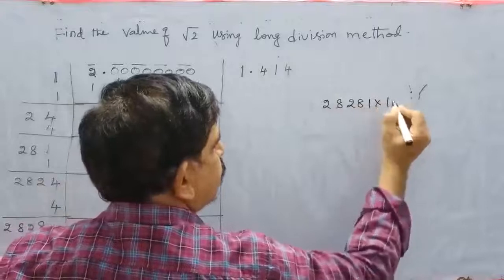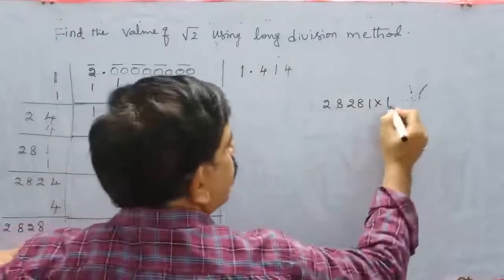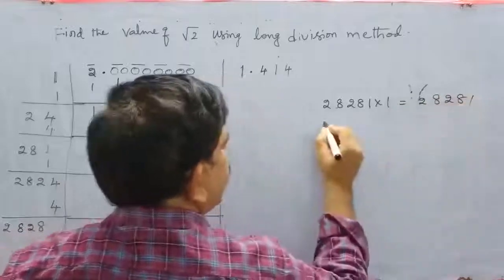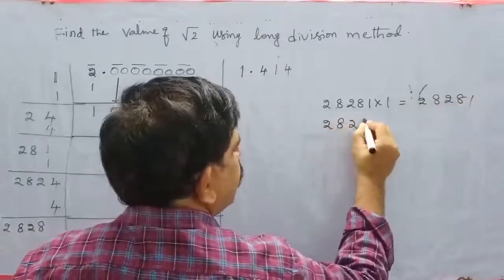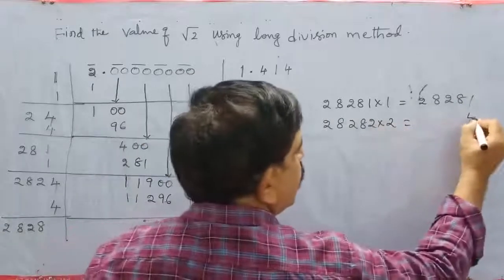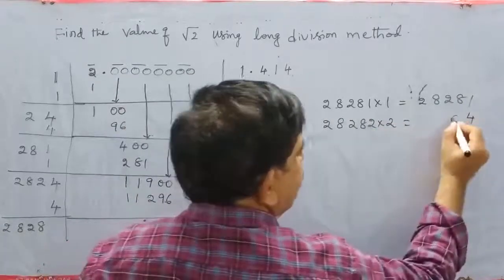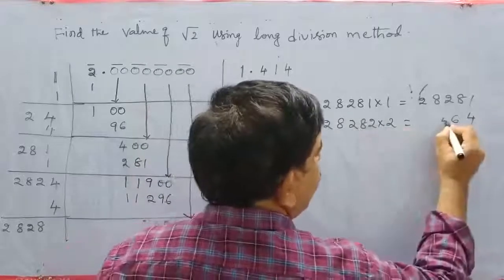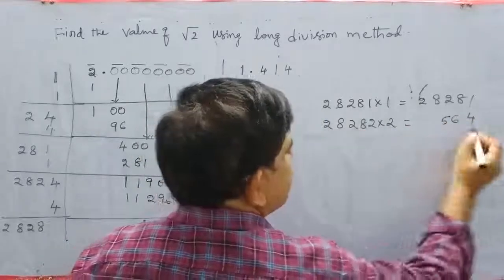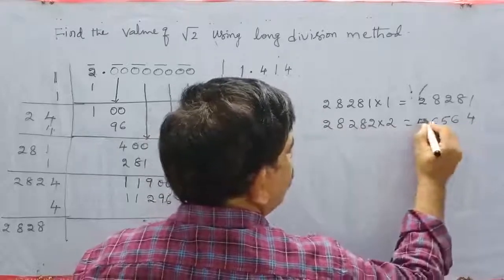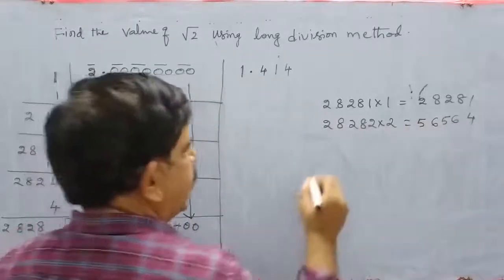1 into 1. Okay, that is 1. 28281. Next, 2828 2 into 2. So that is 2 2s are 4, 2 8s are 16, 1 remainder, 2 2s are 4 plus 1 5. Okay, next one.